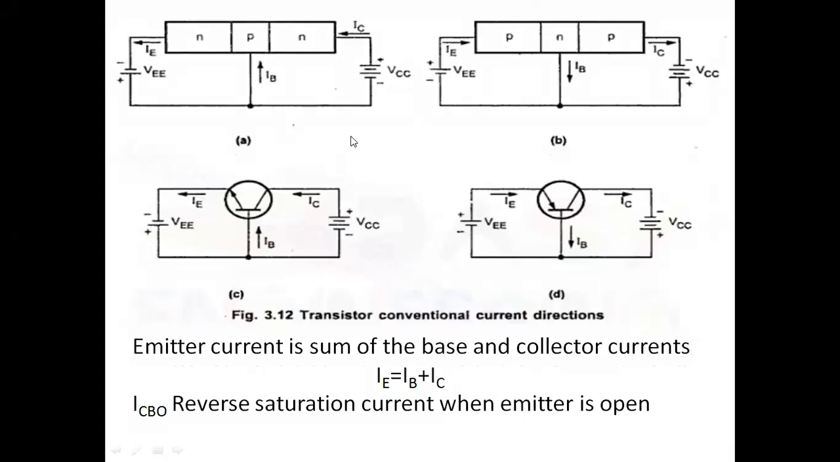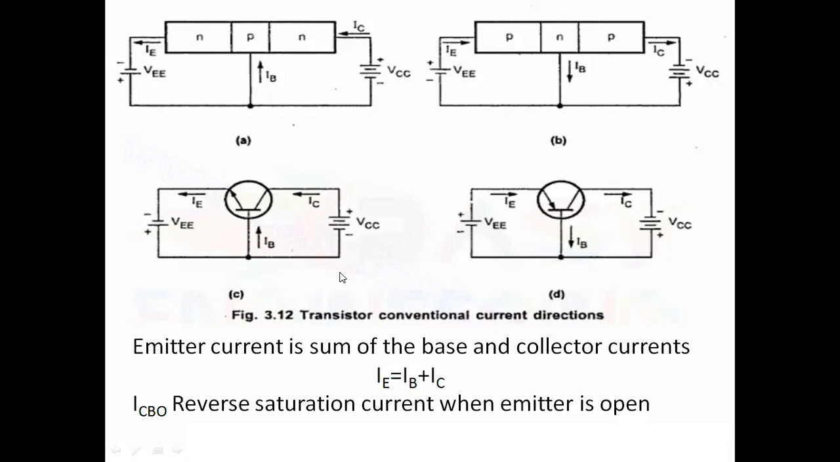Here we have three regions: emitter, base, and collector. Whether it is PNP or NPN, we call them the emitter, base, and collector regions. From these regions, a current flow takes place. If the current is from the emitter, it is IE, the emitter current. If the current is from the base region, it is IB, the base current. The current from the collector is called IC, the collector current. Like this, we have different currents for the different regions of the transistor.